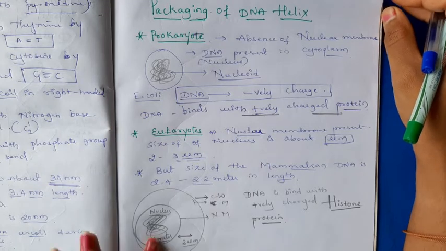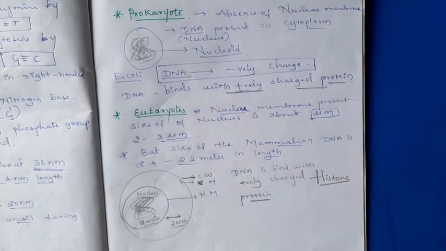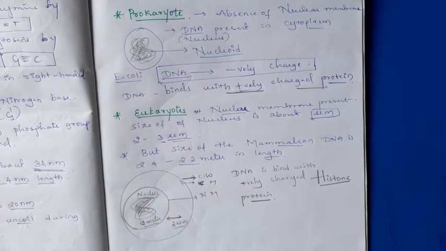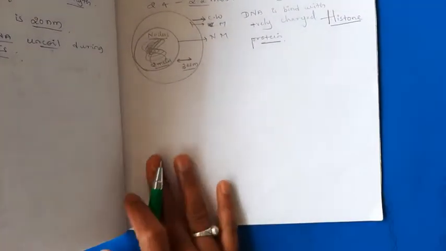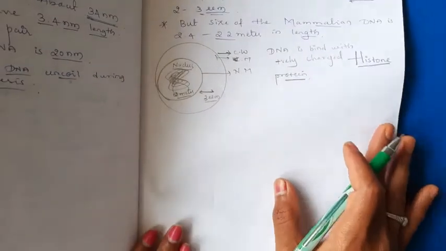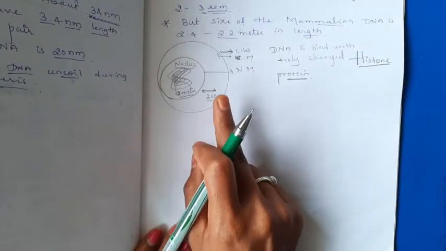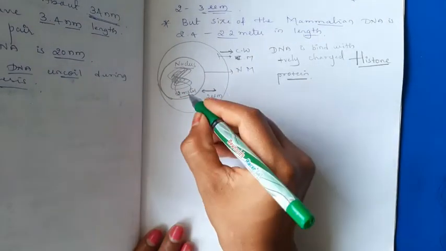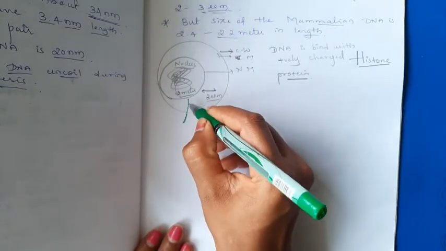The mechanism of packing the eukaryotic DNA in the small nucleus is a very interesting topic. Before we start, I will introduce some new terminologies which will help you understand the packing of the DNA helix. This is the structure of a eukaryotic cell. In that we discuss the nucleus. I am going to enlarge that part.